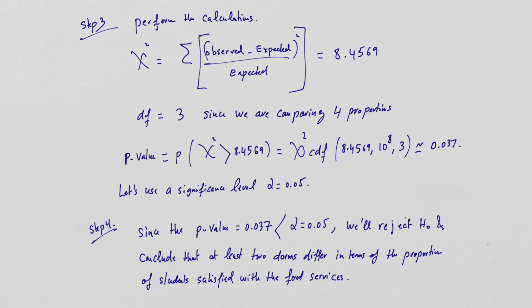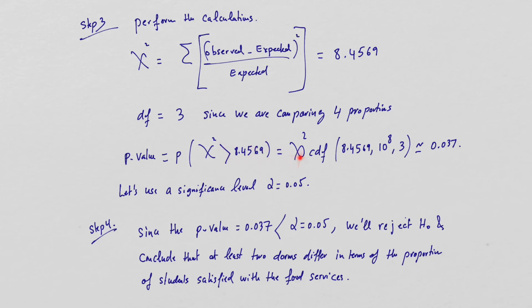So that's how we got this 3. We know 4 proportions, or 4 populations. I should have said 4 populations, okay? So the last thing we do on the calculation piece is we find the p-value, which is the probability that that chi-squared is over this, okay?